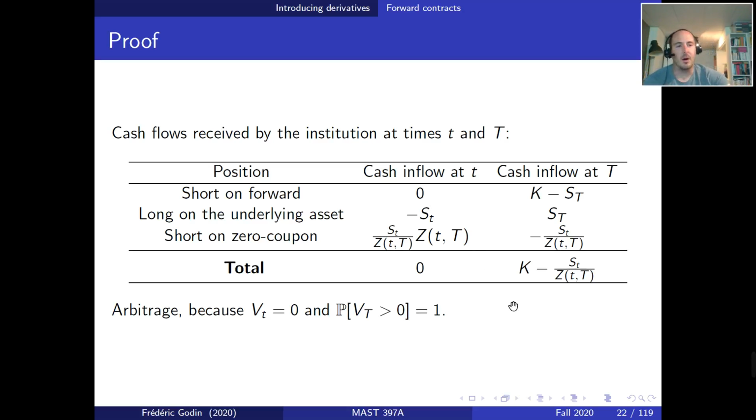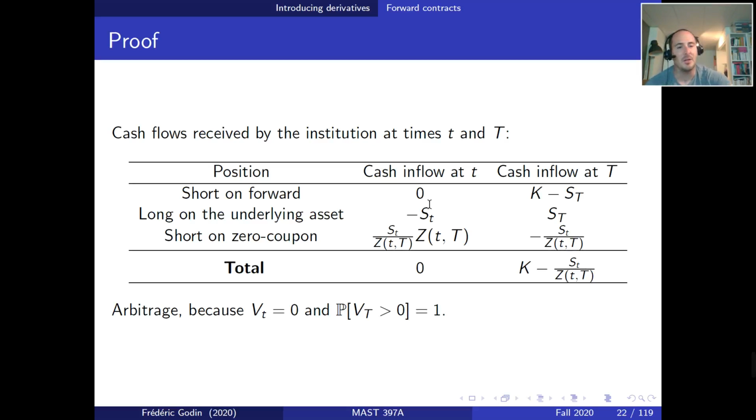So let's look at all the transactions made within the portfolio, and we'll look at the net cash flow, which will show that the portfolio is an arbitrage opportunity. Okay, so if we look at the first position, we said that in the portfolio, we take a short position on the forward contract. The cash flow at time small t is zero because in a forward contract, there's no cash flow before the maturity date.